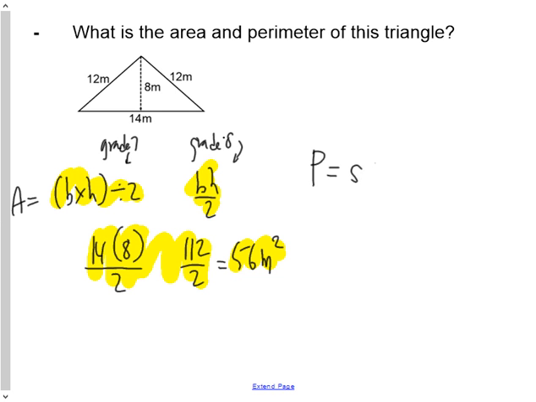Perimeter of a triangle is simply all sides added together, or side plus side plus side, which will be 12 plus 12 plus 14, which is 38 meters for perimeter.